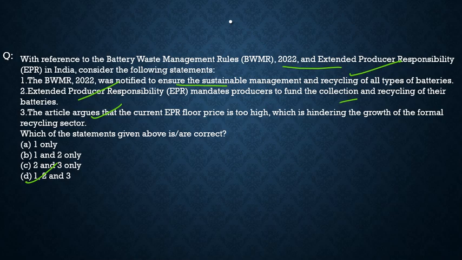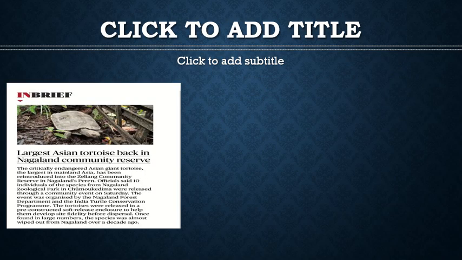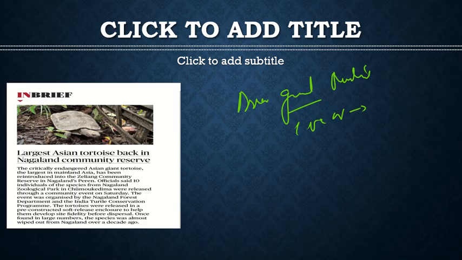With this, let's move to the last topic of today's discussion. It is the largest Asian tortoise bag in Nagaland Community Reserve. This is news which can be very relevant for the environment section. So let's see what the article talks about. It is about the Asian giant tortoise. What is its IUCN status? Its IUCN status is critically endangered. And what is the news right now?